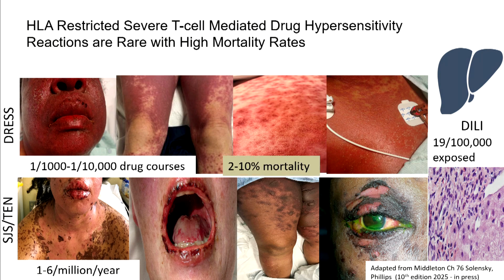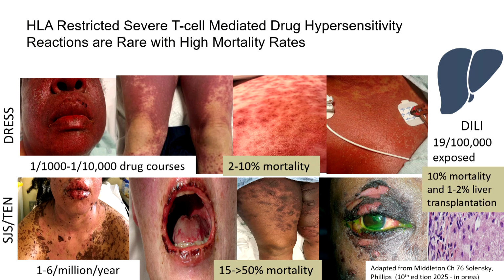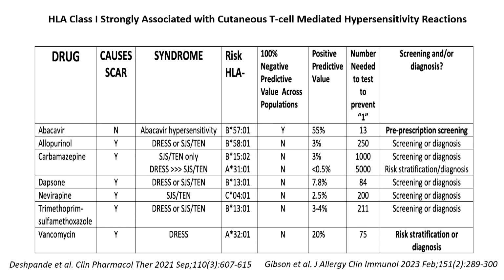However, they have a high mortality. For DRESS, the case mortality is up to 10%. For Stevens-Johnson syndrome, it can be 50% or even higher in the elderly or immunocompromised. And for drug-induced liver injury, there's about a 10% mortality and about 1 to 2% go on to liver transplantation.